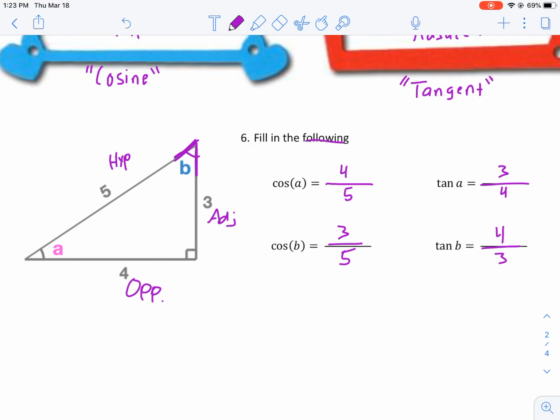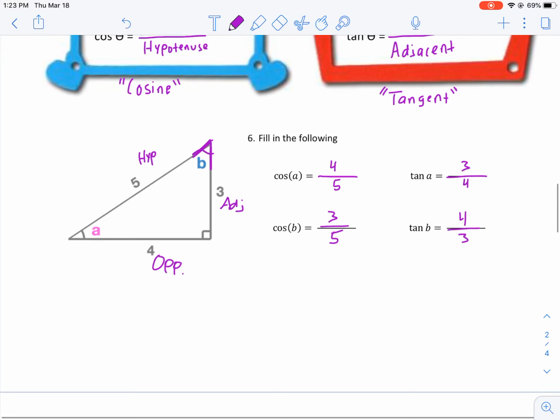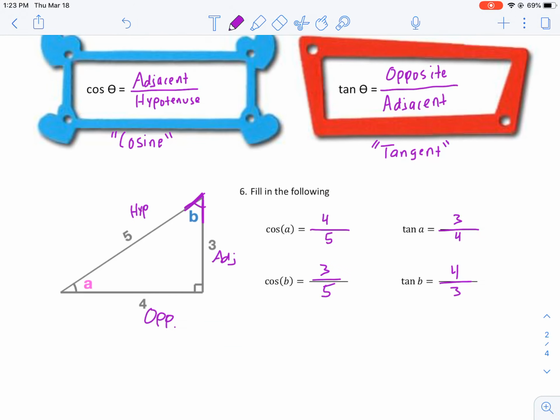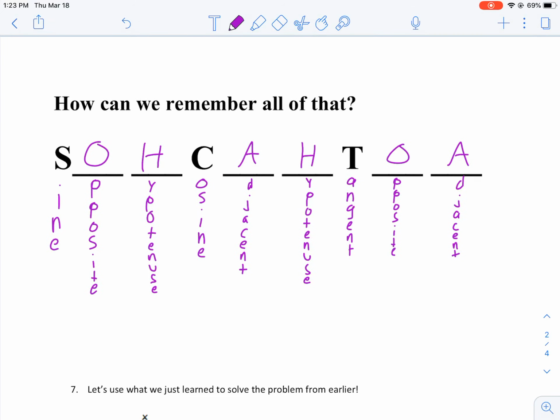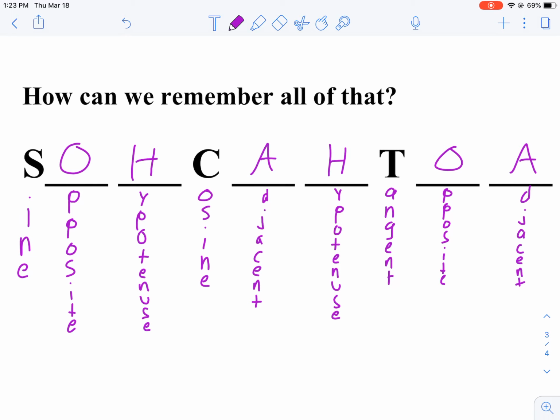So it's really important that you're able to write trig ratios like this, okay? How do you keep all this straight? You keep it straight with this. This is called SOHCAHTOA, and I encourage you to pause this video and fill this out.